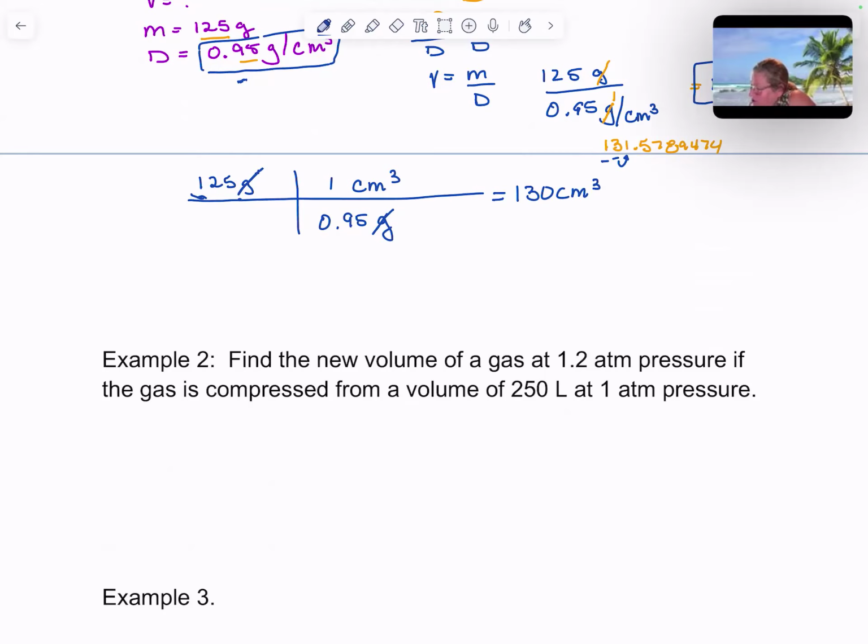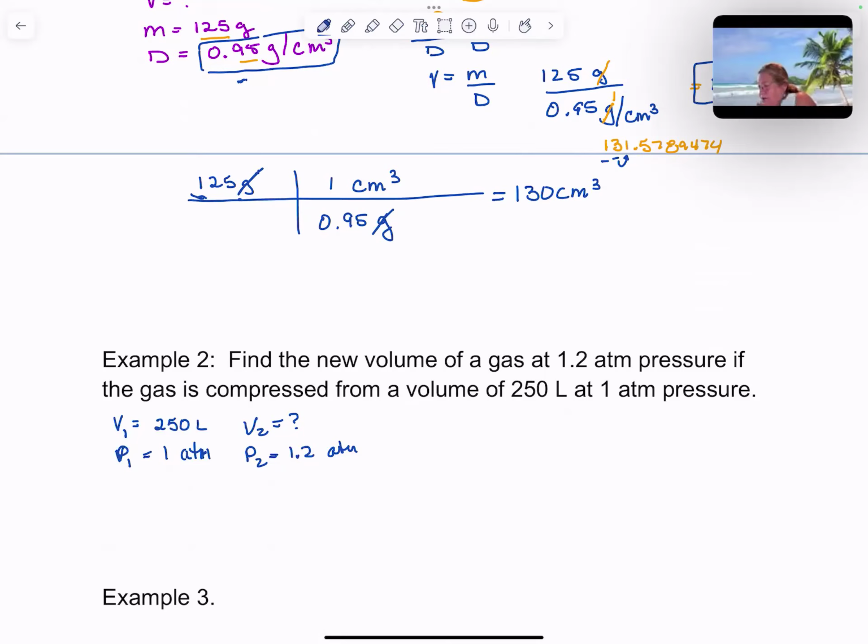at 1.2 atmospheres. It's compressed from, that's our initial. So our initial volume, V1, is 250 liters. Our initial pressure, P1, was 1 atmosphere. We want to go to a new volume, is what we want to find. So that's my question mark. And I have a new pressure of 1.2 atmospheres.